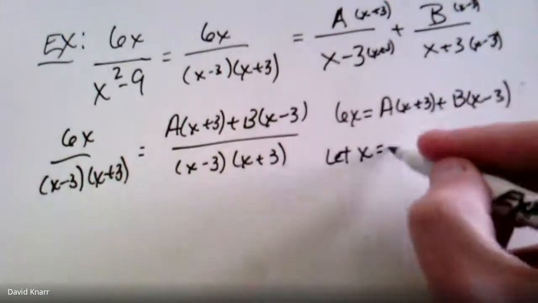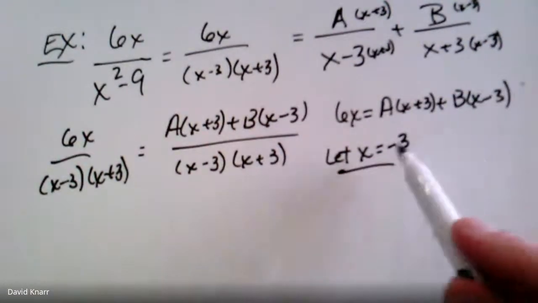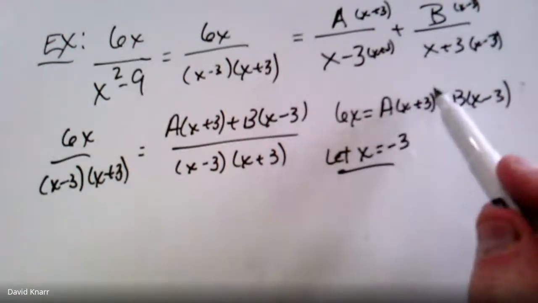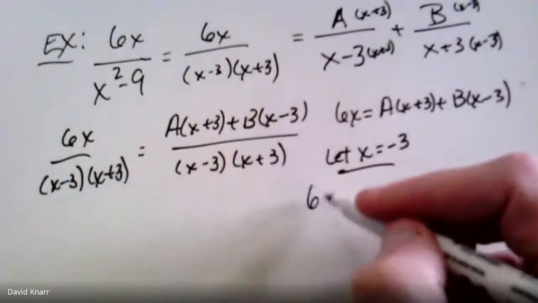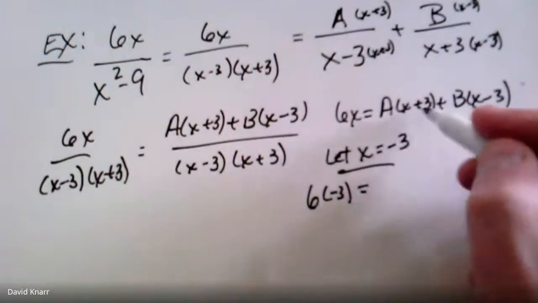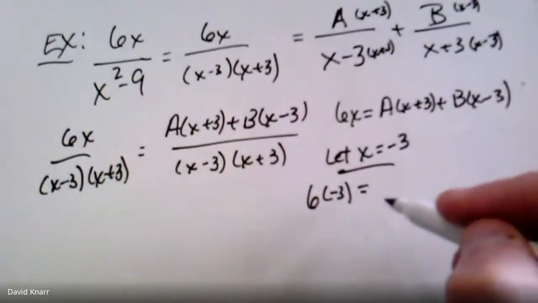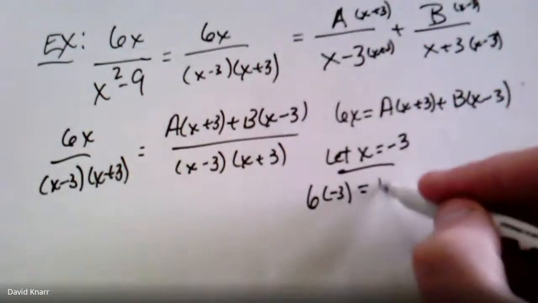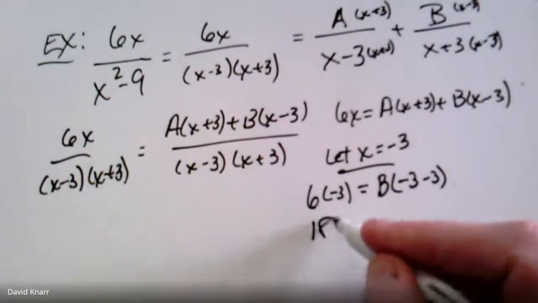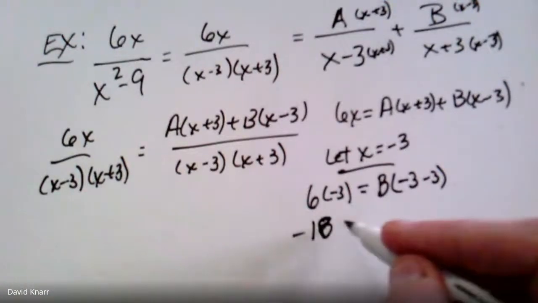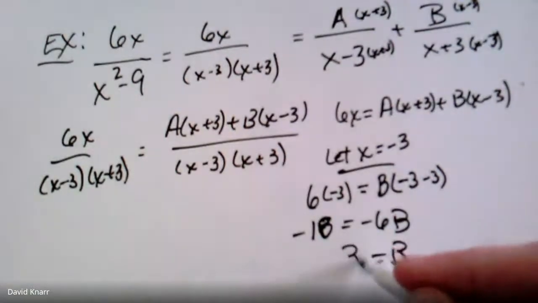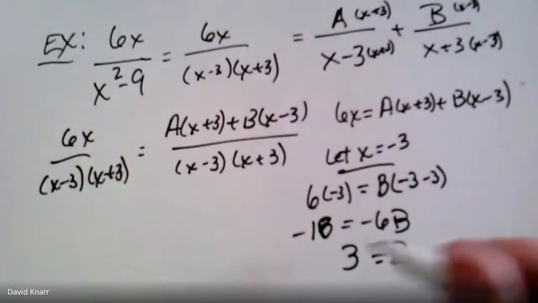So I'm going to let x be -3. If I let x be -3, when I put it in here, it gives me 0. 0 times a will be 0, and a will drop out. So I'll have 6 times -3 on the left equals -3 plus 3 is 0. 0 times a is 0, so I don't need that. And then I have b times -3 minus 3. So I have -18 equals -6b. So b equals 3. That gets me b.